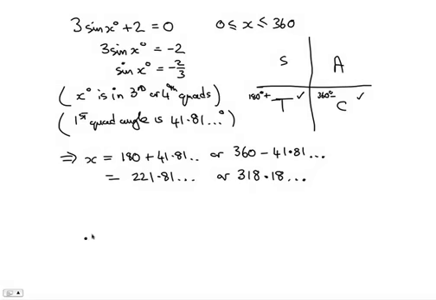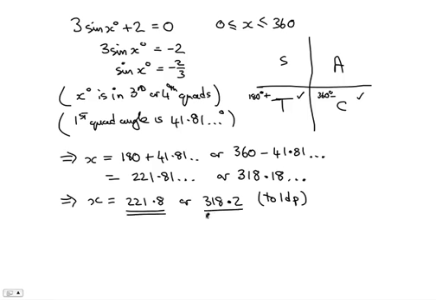So we'll get rid of the calculator and let's approximate this. So x is equal to either 221.8 or 318.2 to 1 decimal place. Third quadrant and fourth quadrant angles.